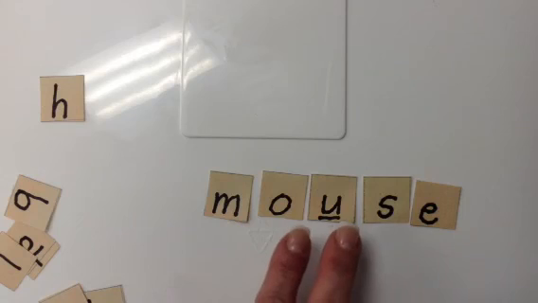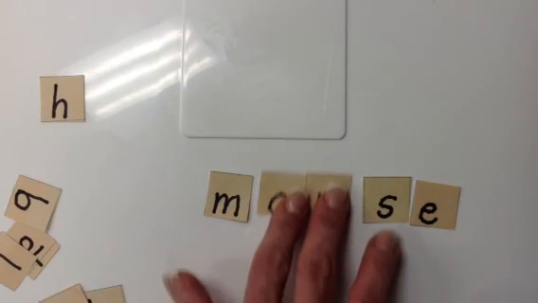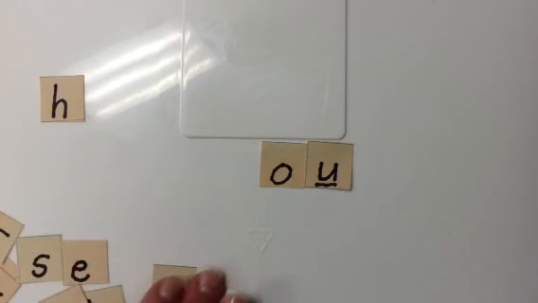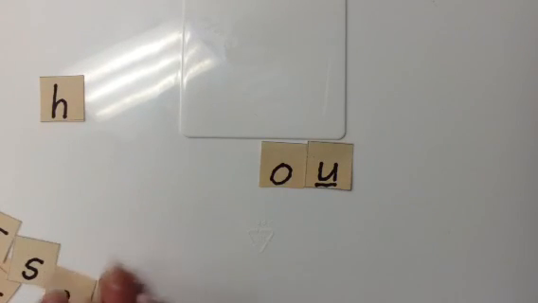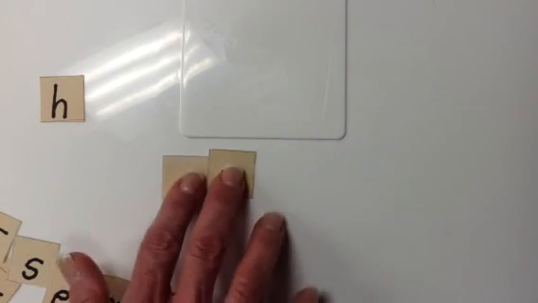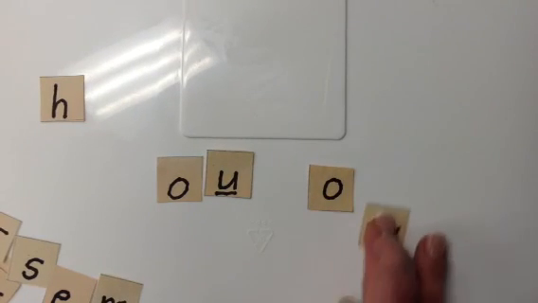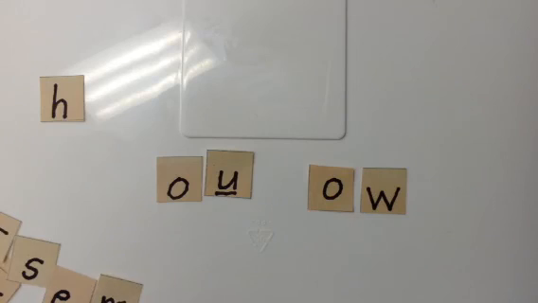Okay, so that is our building words word work lesson for today. And remember that there are two different ways to make the ow sound. One is with the O and the U together, and the other one is with the O and the W.